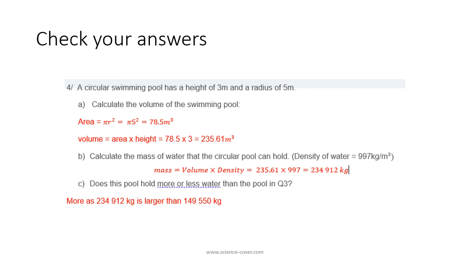Calculate the mass of water that the circular pool can hold. Well, to find the mass, I can use that volume and multiply it by the density. Now the density of water is 997, so I can multiply 235.61 by 997, and it gives me 234,912 kilograms.